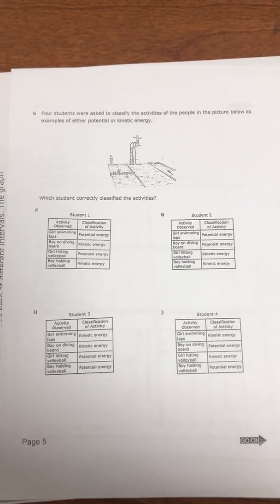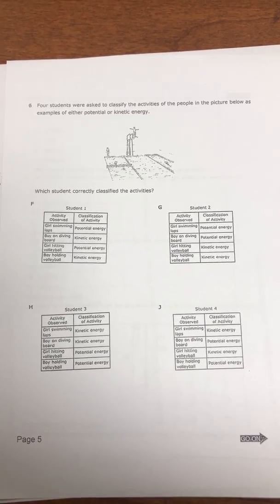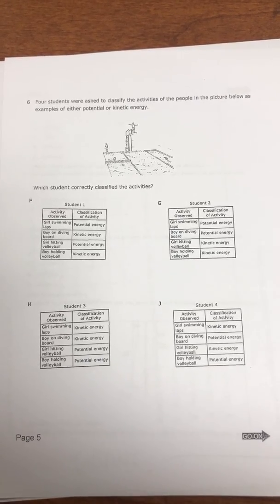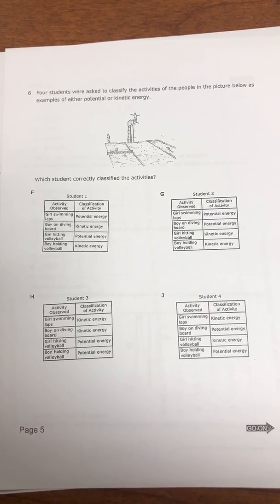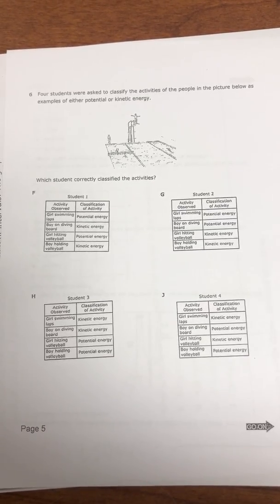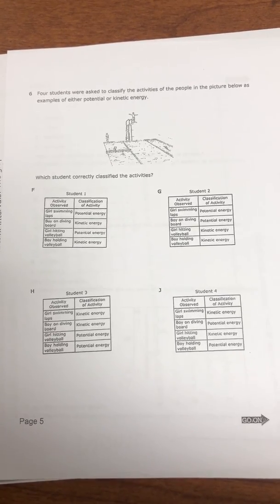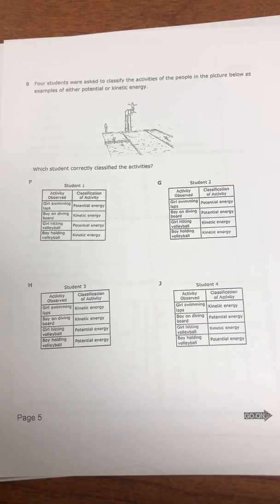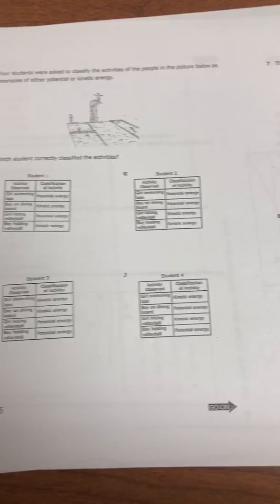All right. Number 6. 4 students were asked to classify the activities of people in the picture below as examples of either potential or kinetic energy. Which student correctly classified the activities? F, girl swimming laps, potential energy. Boy on diving board, kinetic energy. Girl hitting volleyball, potential energy. Boy holding volleyball, kinetic energy.